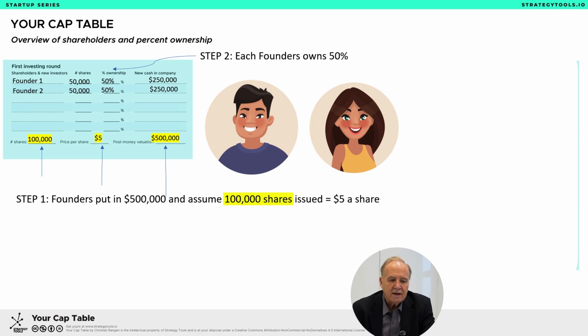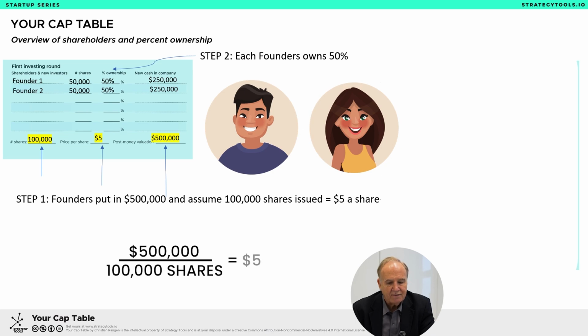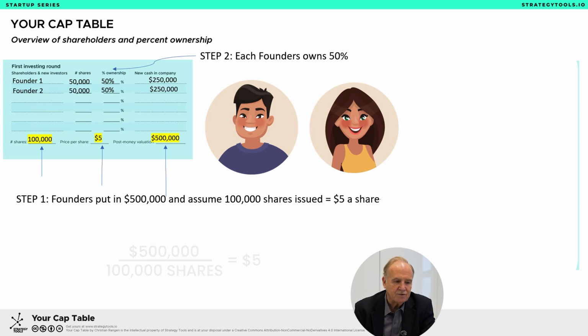Therefore, step one is you complete a form where you list the two founders, you list they each have 50,000 shares, you list the ownership as 50%, and you list that they each have put in $250,000 of cash. Now, the missing piece is what's the price per share. So what you do is you take the $500,000, you divide it by the number of shares, 100,000 shares. That means each share is worth $5. So that's the first part of setting up your cap table with two founders.